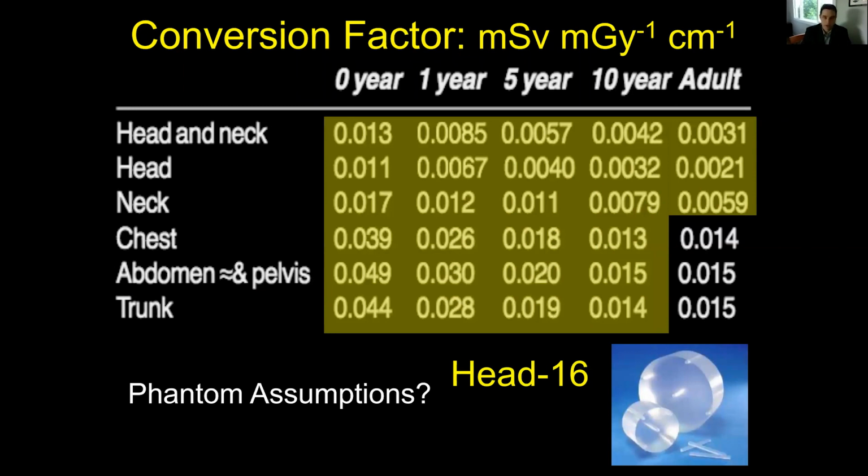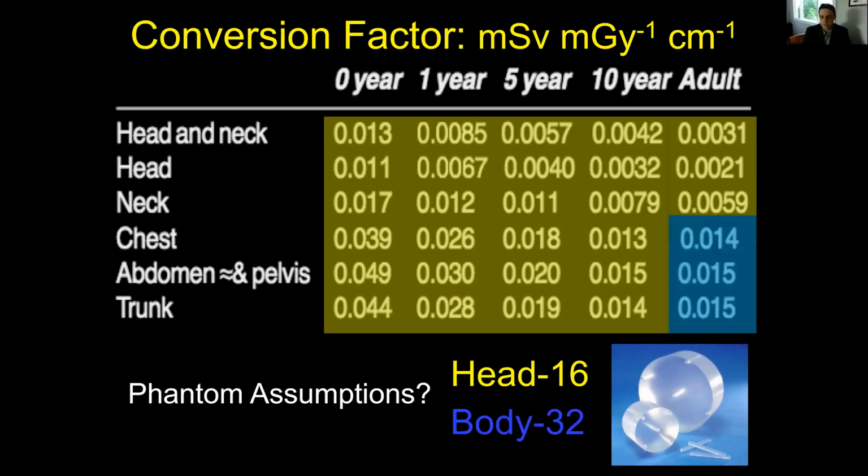Now the kids are all assumed to be the size of a head 16 phantom. Basically, to make it simple, everyone says, well, every pediatric patient is like the size of an adult head, which is kind of silly when you think about it, but to keep things simple, that is what the assumption is. And then the body 32 phantom, it's a bigger phantom. You can see it's that bigger cylindrical disc. That's going to be for adult chest, abdomen, and pelvis, so-called body 32 phantom.